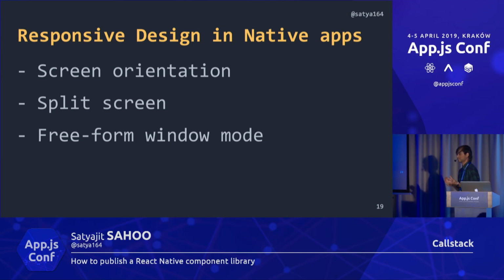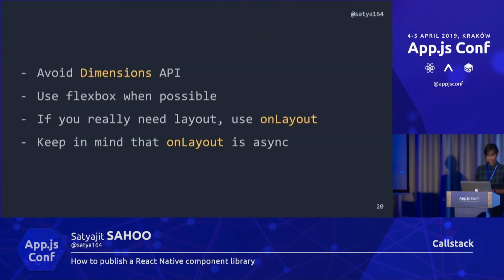But right now, it's not very easy to build responsive layouts in React Native. On web, we have media queries, but in React Native, we don't have anything. We have a Dimensions API, which we can use to get the root dimensions. But it's not good because it's a constant. You get it once, then you have to manually listen to changes and update it. Right? It's not good. So my recommendation is do not use the Dimensions API. It's very difficult to use.